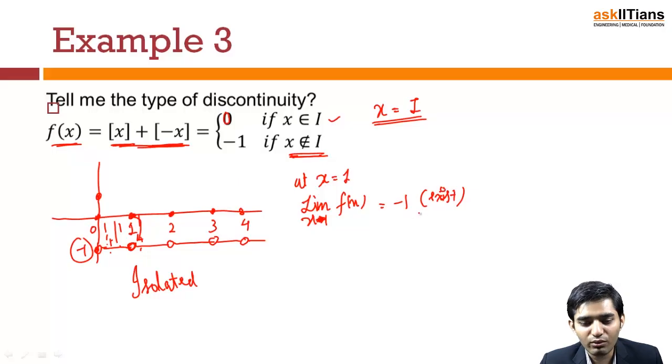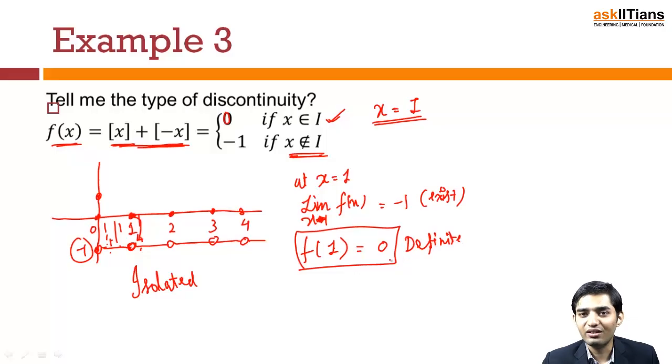And in removable, what is the value of the function? What is f of 1? 1 is an integral point, so f of 1 will be 0. So the function is also defined, the limit also exists, but both of them are not equal. So this is isolated point type discontinuity. Okay, so from the graph you can see it, and from the definition of continuity also you can see it, right?